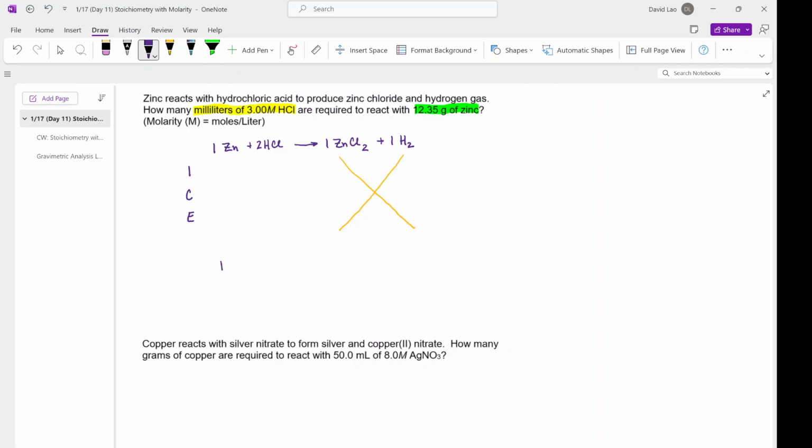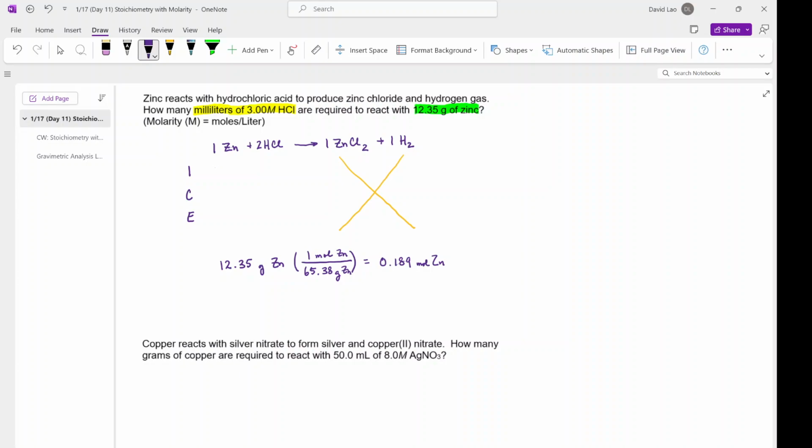So, 12.35 grams of zinc. I'm going to convert that to moles, so we pull out our periodic table. You will probably find that for each mole of zinc, that has a mass of 65.38 grams. Let's double check that I did that correctly. Yeah, 65.38. Okay, so multiply that through, and we should get 0.189 moles of zinc. Sorry, I said grams; excuse me, moles of zinc.